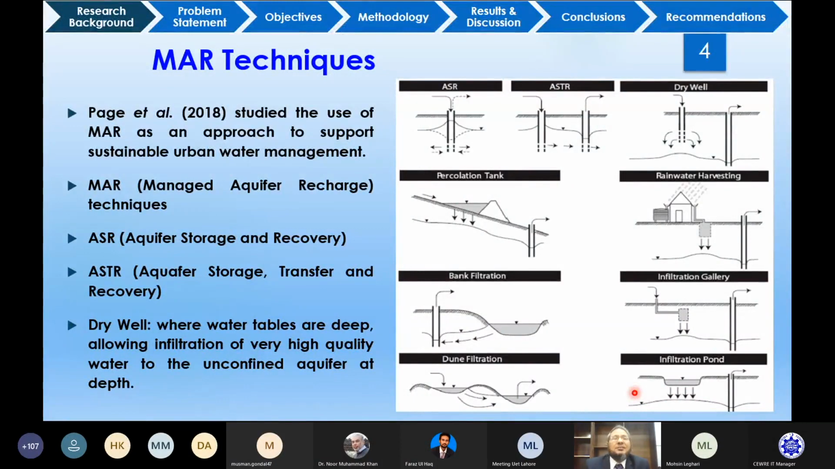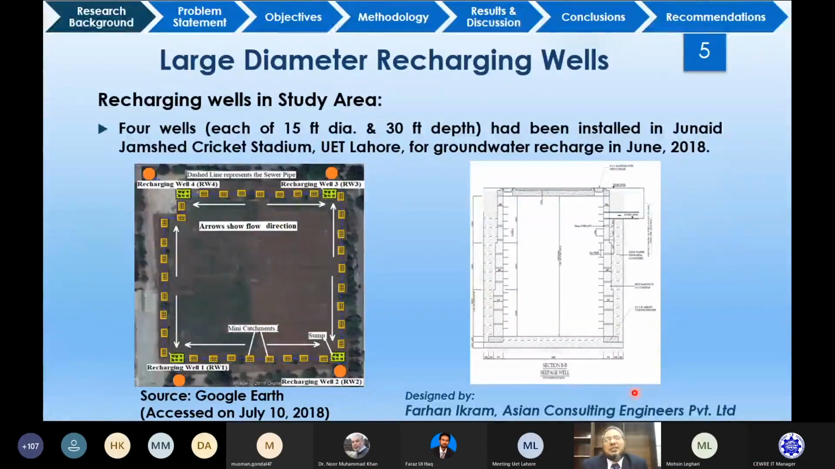recharge our ground. Now I would first like to discuss the large diameter recharging wells, on which research has been carried out by our MSc student. These 4 recharging wells, shown in orange color, were installed by UET in collaboration with the LDA. These are very large diameter recharging wells. The diameter is about 15 feet and the depth is 30 feet, so each has a capacity of about 150 cubic meters of water.